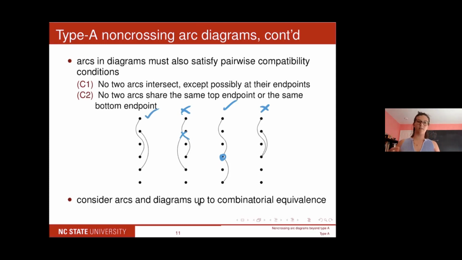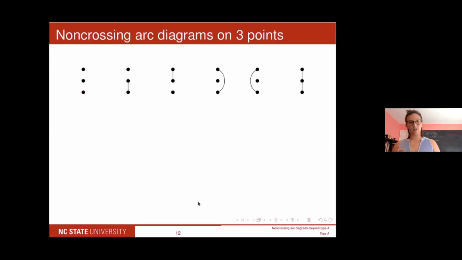And then because an arc really says what's the bottom, what's the top, and what do we go left and right of, we consider arcs and their diagrams up to combinatorial equivalence. So we're really understanding left, right, top, and bottom. Okay, so here are the non-crossing arc diagrams on 3 points. This is all of them. There are 6 of them. There are, by the way, 2 non-crossing arc diagrams on 2 points. We connect the 2 dots or we don't.